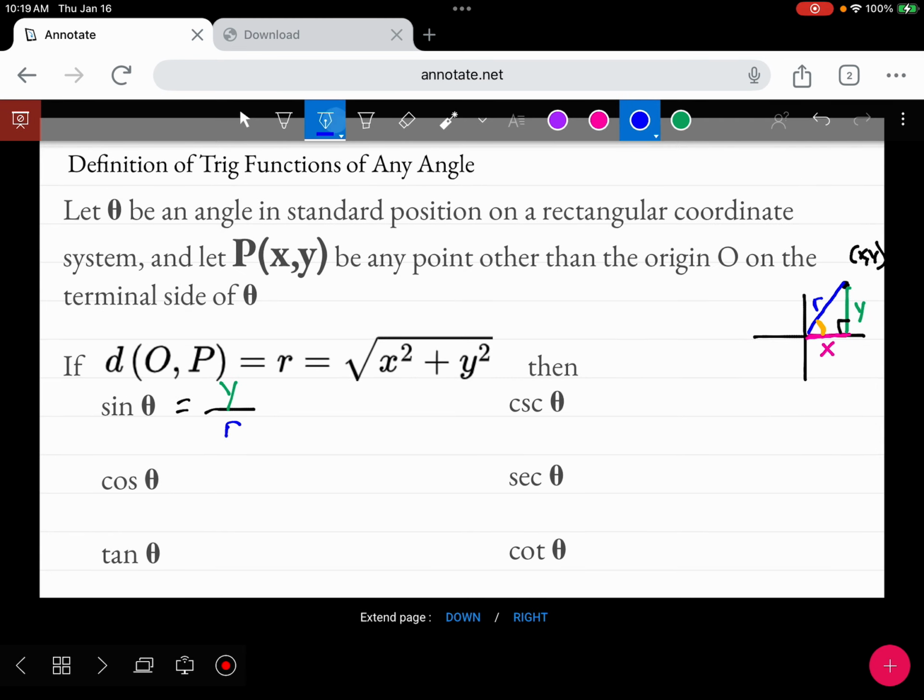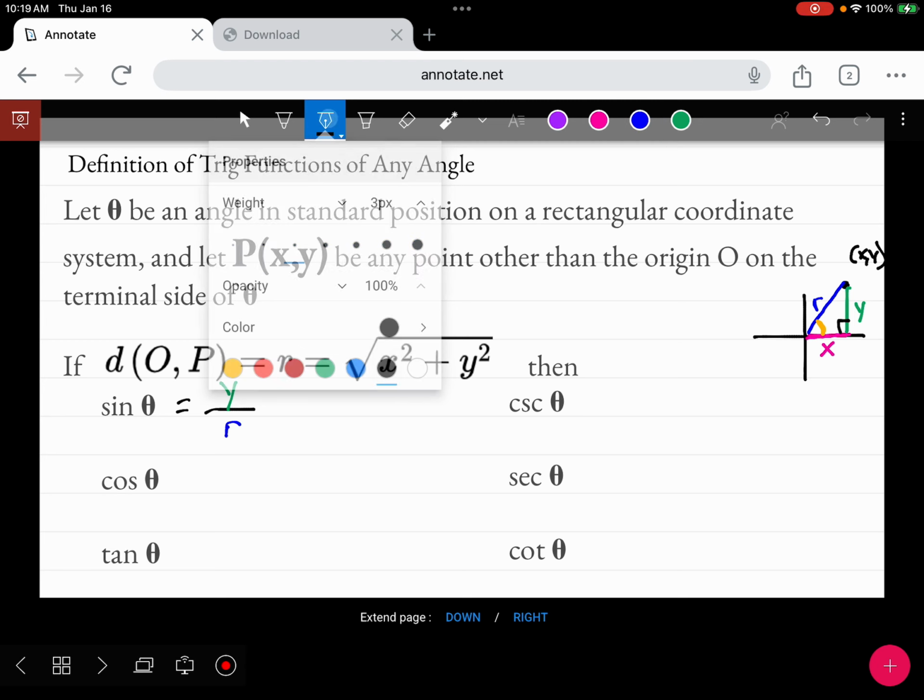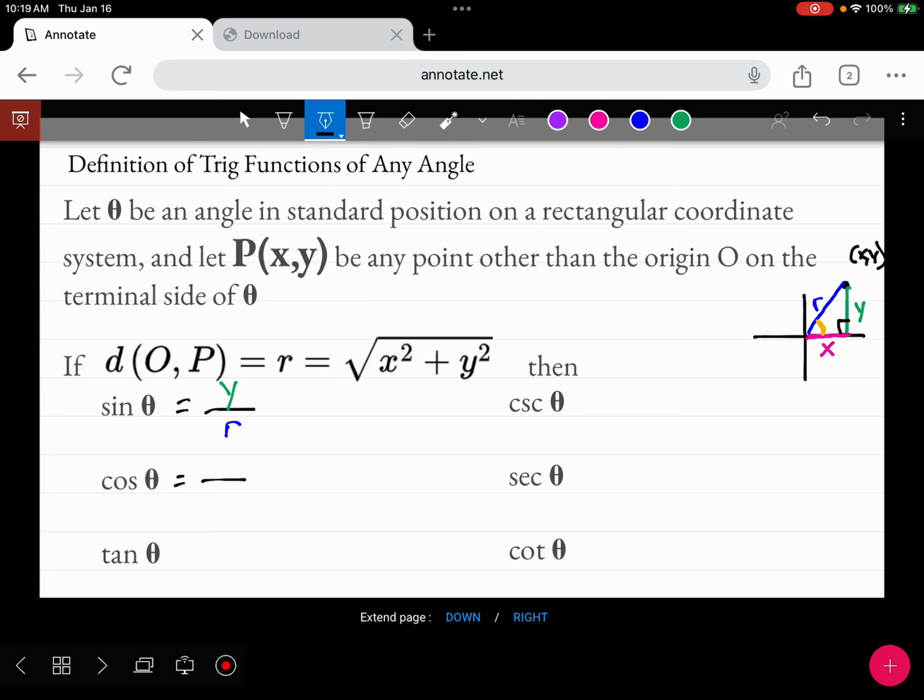Our cosine, that's going to be our CAH, adjacent over hypotenuse. That's going to be our x over that radius.